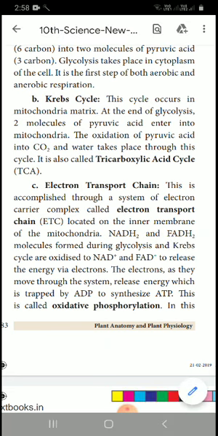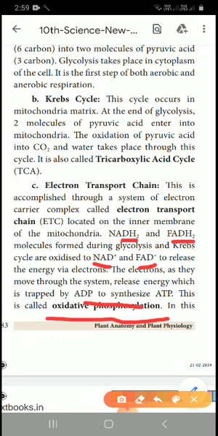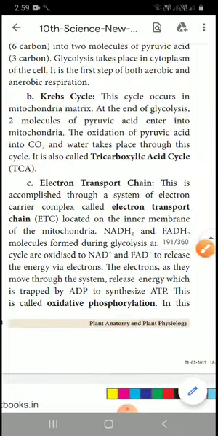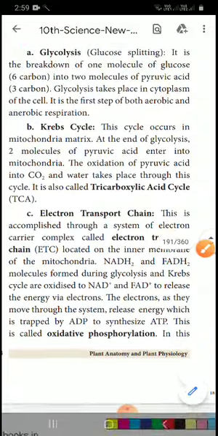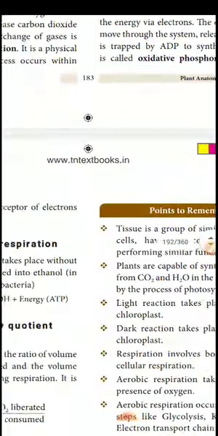Next, the electron transport chain. This is accomplished through a system of electron carrier complexes called the electron transport chain, ETC. It is located in the inner membrane of the mitochondria. Here we get NADH2, FADH2 molecules and NAD plus and FAD plus. These are the energy giving protons or electrons. They move through the system, energy is trapped and ATP is synthesized. This is called oxidative phosphorylation. This is a very important stage of aerobic respiration.